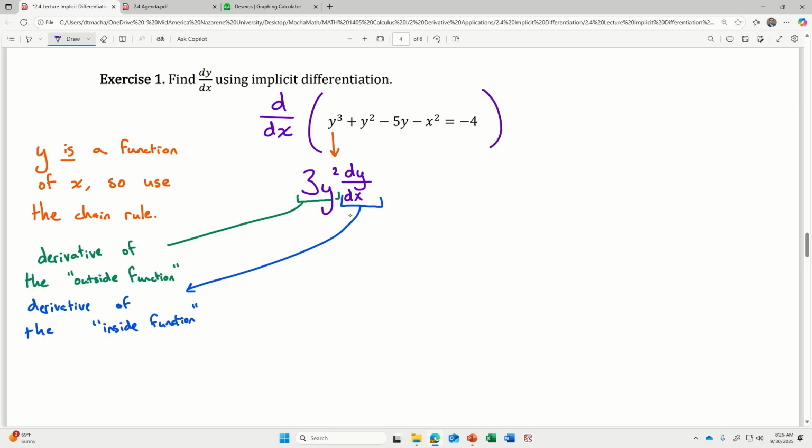What's the derivative of y squared? 2y times dy dx. All right, what about the derivative of negative 5y? Negative 5. That would be dy dx, so multiplied by it.